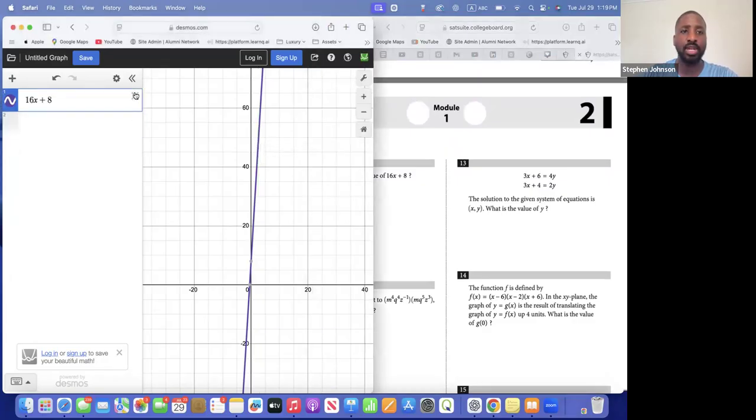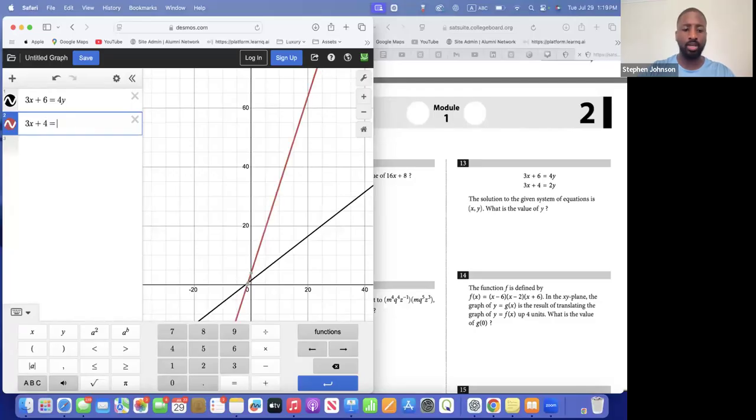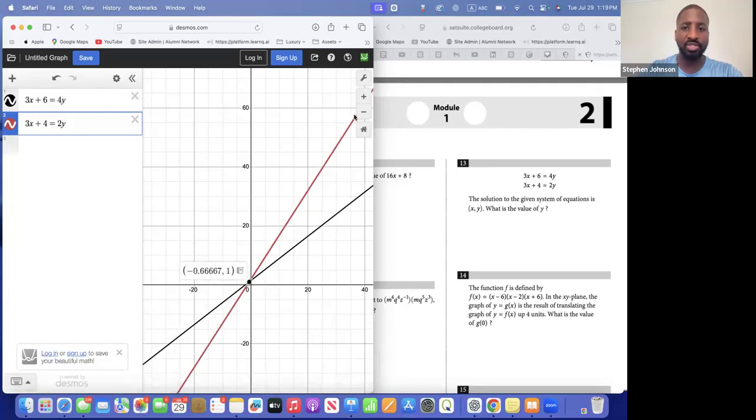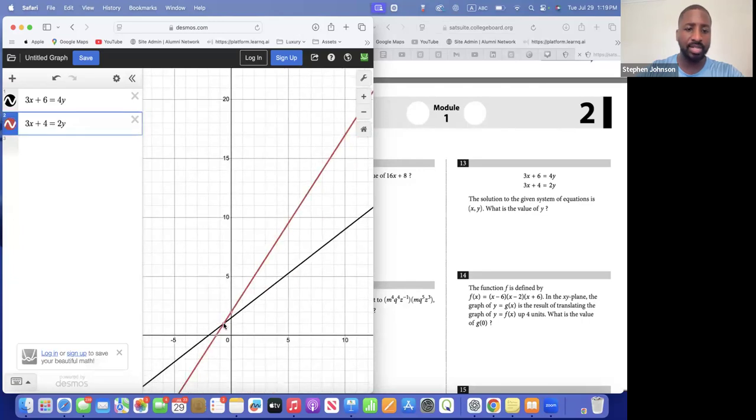We have a system of equations. So we're going to just plug those straight in. So 3x plus 6 equals 4y, and 3x plus 4 equals 2y. And looks like they cross each other right there. Let me just zoom in to make sure that that's where they're crossing. Yeah, there we go. Looks like they intersect right there at negative 0.666667, comma 1. The question says the solution to the given system of equations is xy. What is the value of y? Well, our value of y is negative 0.6667, so that becomes our answer, right?